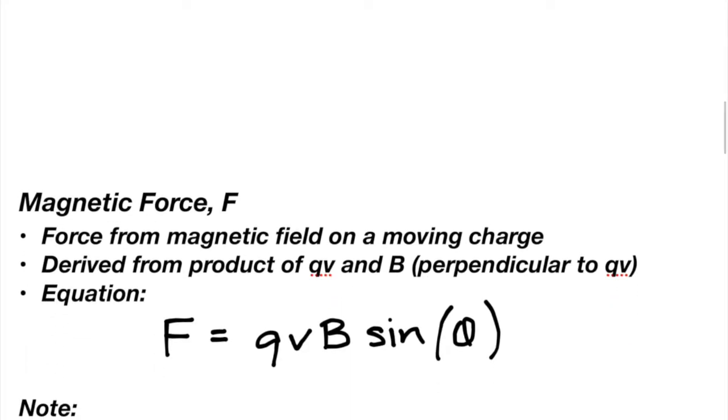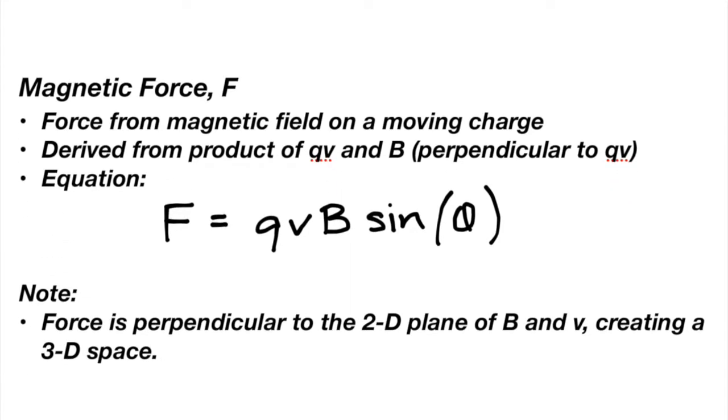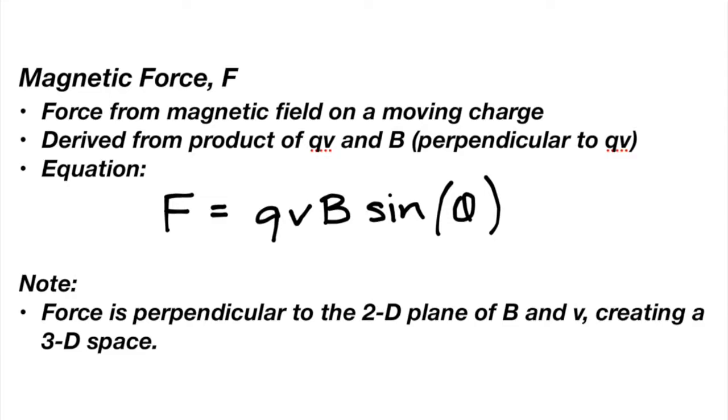Next we're going to talk about magnetic force, which is denoted by the letter F. The force is derived from the product of Q and V, which is the moving charge, and B, the magnetic field that is perpendicular to QV. So the equation for force from a magnetic field on a moving charge is equal to Q times V times B times sine of theta, which is the angle or the direction of the moving charge.